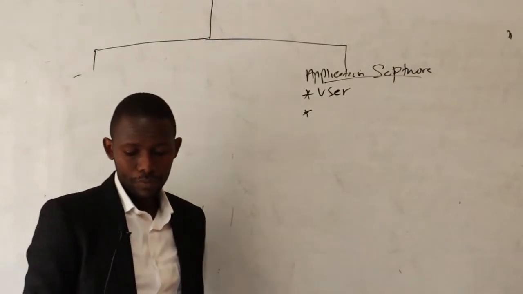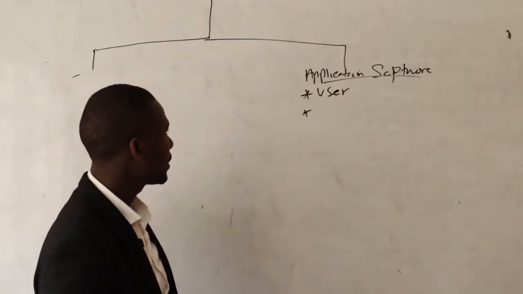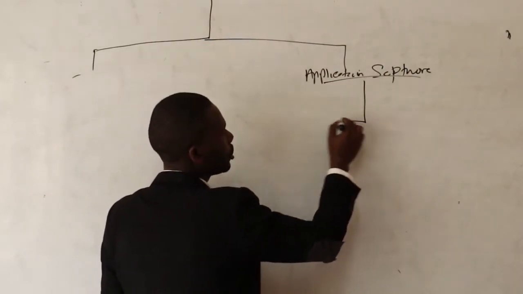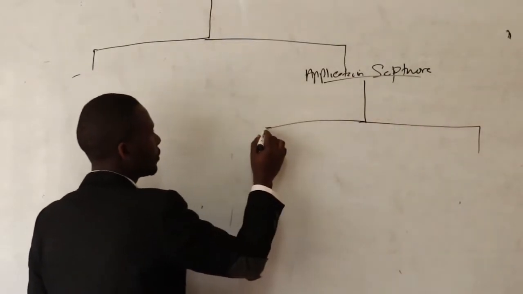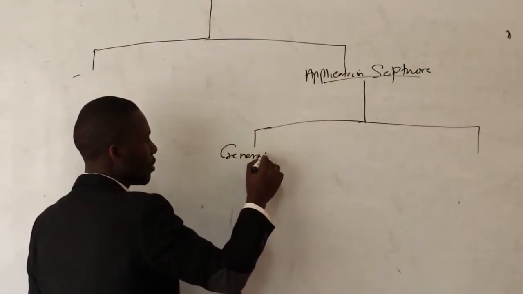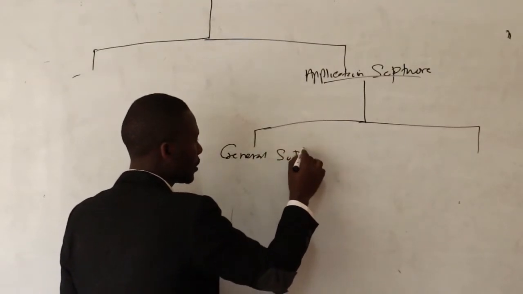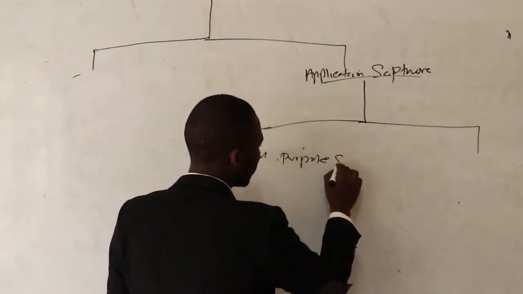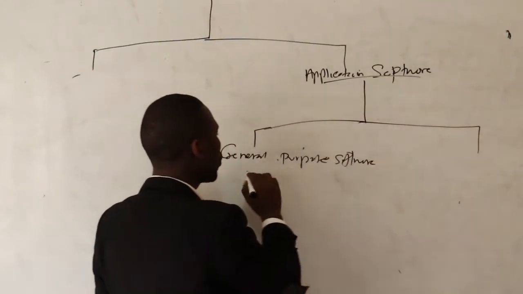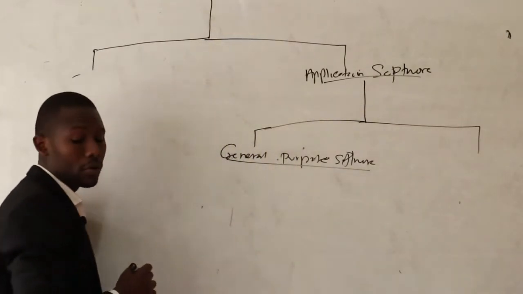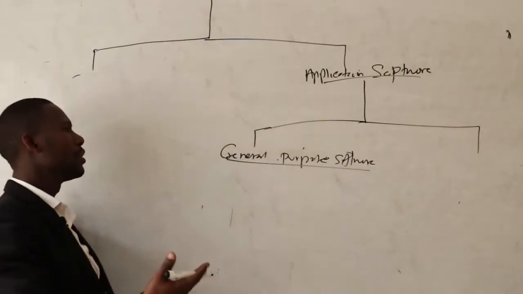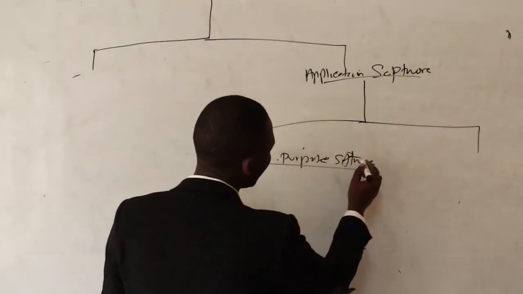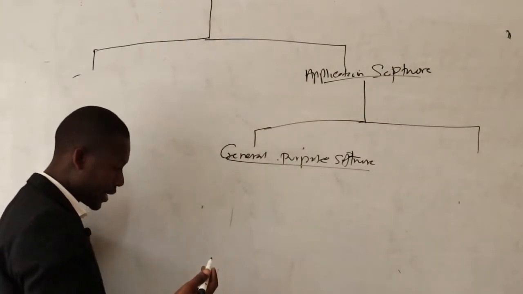The application software can further be classified into two, and the first classification is general, that is general purpose software. The reason why we call them general purpose is because this software is created so it can perform several tasks depending on the area that it is being applied for.